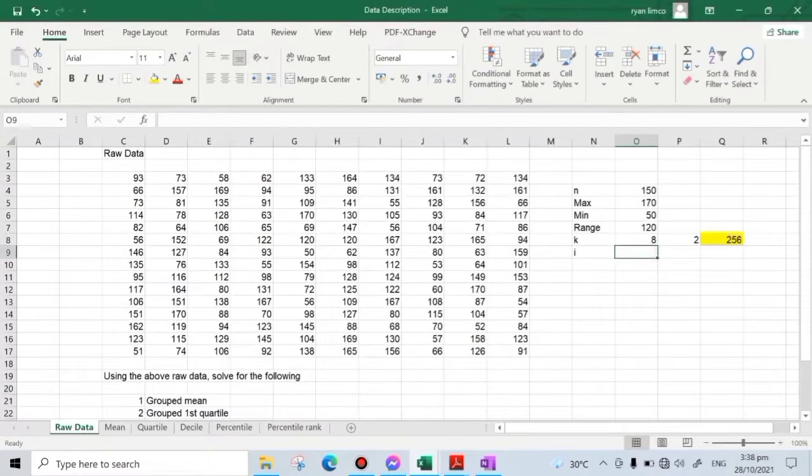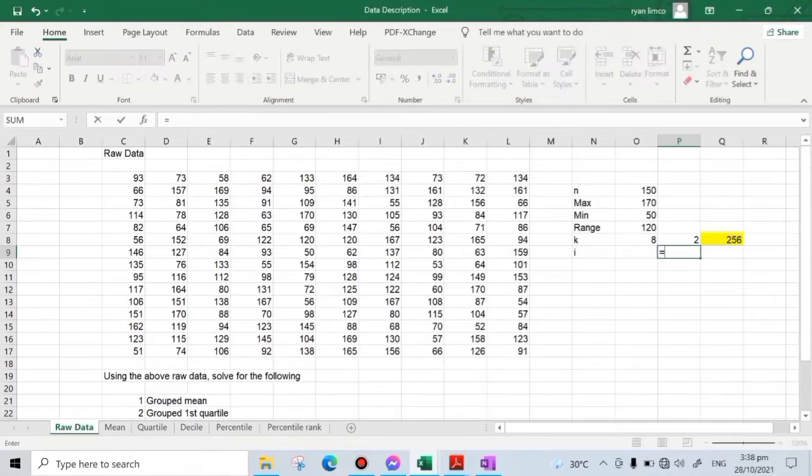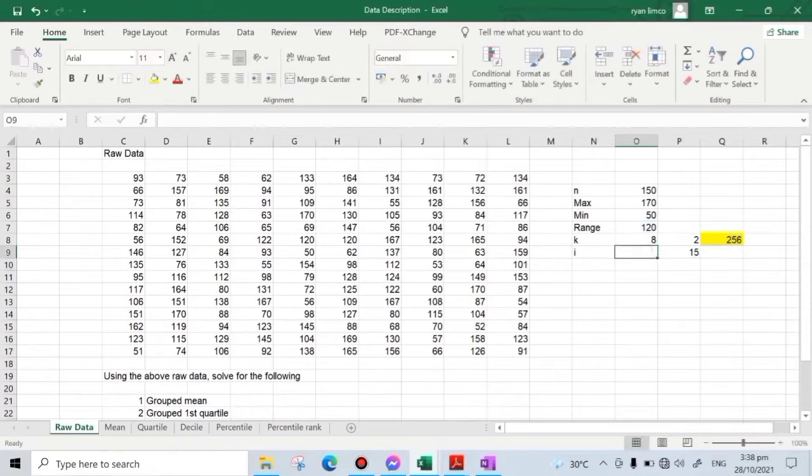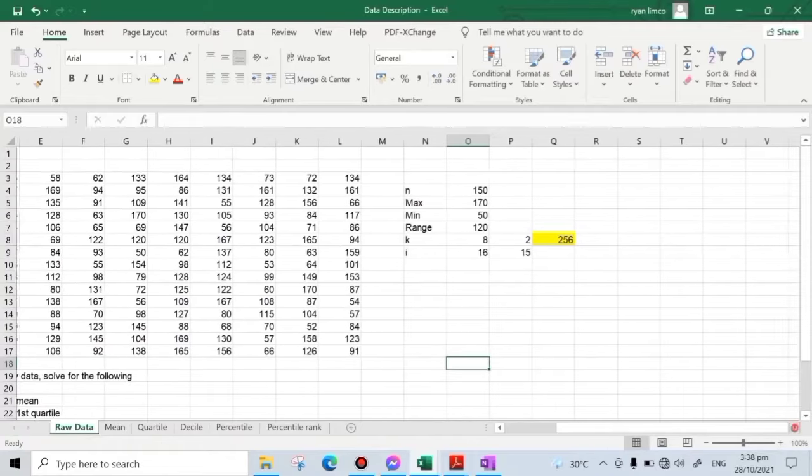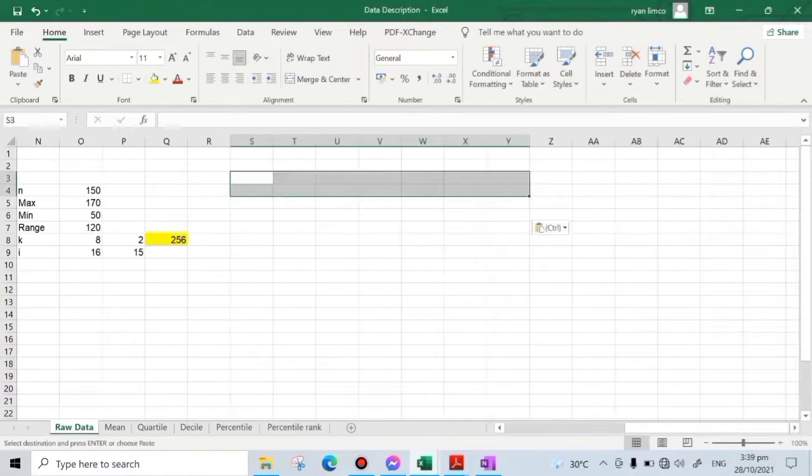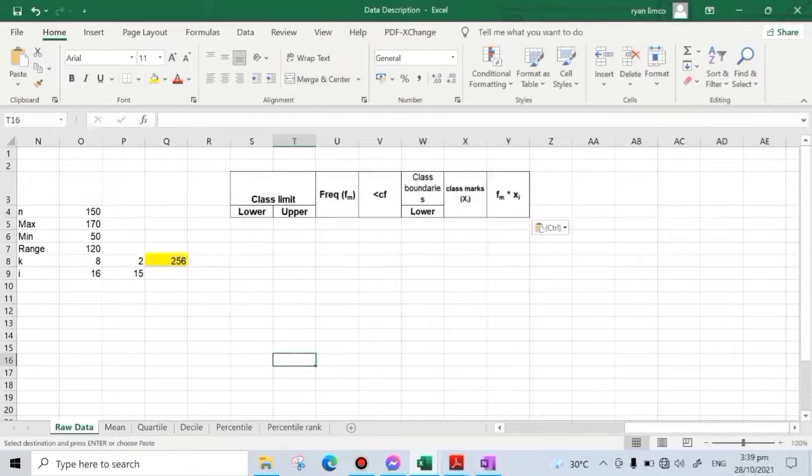Okay, for the interval I, we have equals the range divided by k, that is equal to 15. So as a reminder, if we have a decimal, doon tayo sa next na higher whole value. So we'll be using I is equal to 15. Okay, so gagawa na tayo ng frequency distribution table. Ito yung mga data na kailangan natin for the frequency distribution table. Since our k is equal to 8, magkakaroon tayo ng 8 classes.